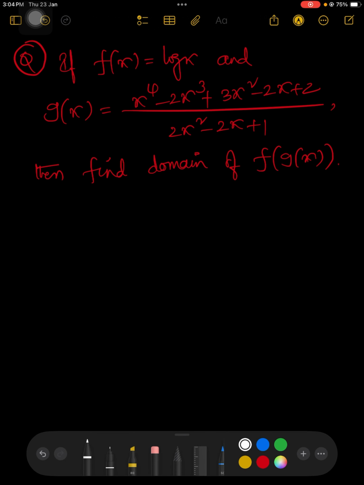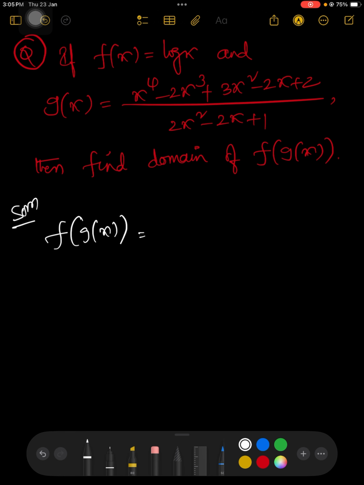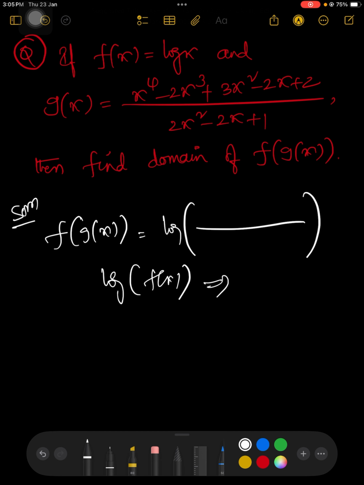Coming to the next question, that is from functions. You need to find the domain of the composite function, that is f of g of x. Now f of g of x is this, and f of x is log x, so we can say that it is log of that whole thing. Anyway, coming to the domain of this logarithmic function, we know that log of f of x exists only when f of x is greater than 0.